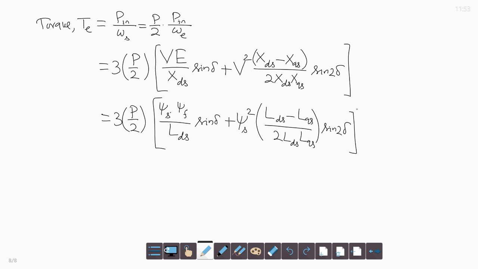In this torque expression, the first term in the bracket is due to the excitation EMF E or the field flux linkage psi f, hence it is called the excitation torque. If there is no field current, psi f is 0, E is 0, so the excitation torque is absent. And the second term is the reluctance torque.